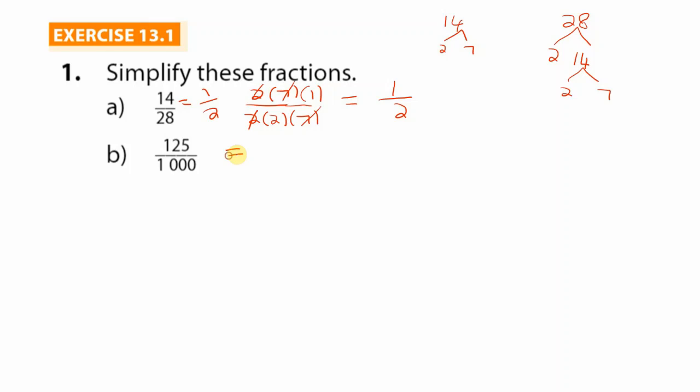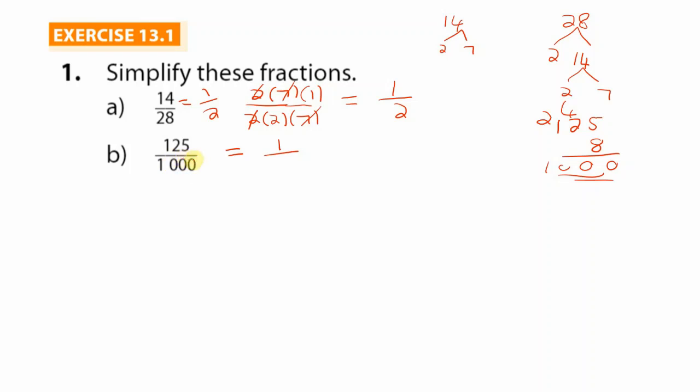Okay, so 125, I believe, can actually go into 1,000. Let's test. I believe it's 8. Let's see. 125 times 8. 8 times 5 is 40. 2 times 8 is 16 plus 4 is 20. 1 times 8 is 8 plus 2 is 10, so 1,000. Yes. So 125 divided by itself is 1.